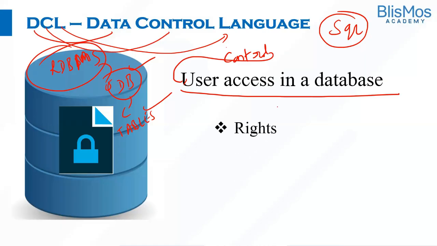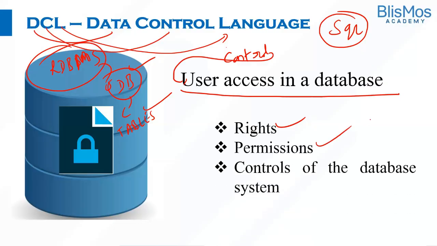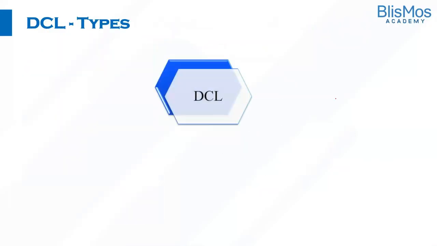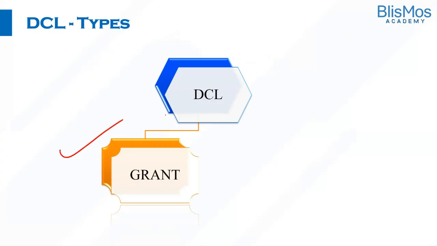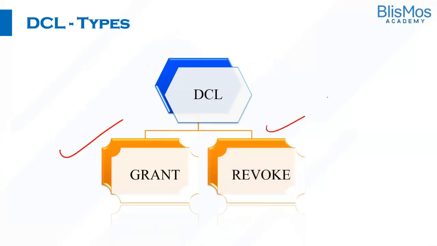It is concerned with the rights of a particular user, with the permissions, and with the controls of the database system. All in all, DCL is very important to control the access of tables and databases to particular users in an organization. There are different types of DCL: one is grant, and another is revoke. These are the two DCL types.